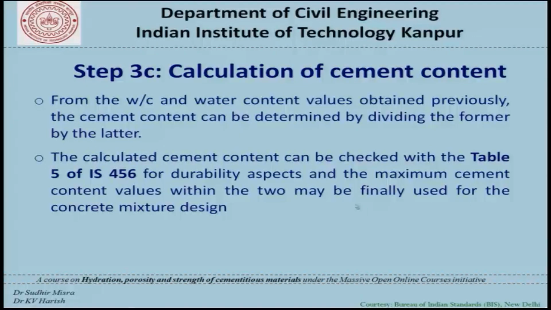In the third part of step 3, we have calculation of cement content. Since we know the water to cement ratio and the water content, the cement content can be determined by dividing one from the other. The calculated cement content can be checked with Table 5 of IS 456 again for durability aspects, and the maximum cement content values within the two may be finally used for the concrete mixture design.